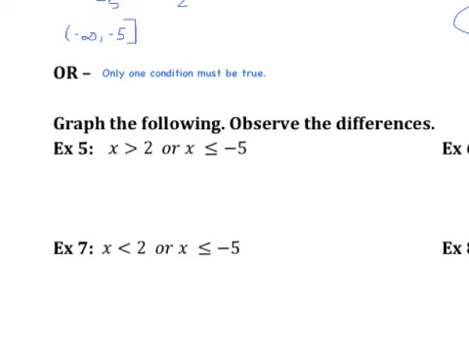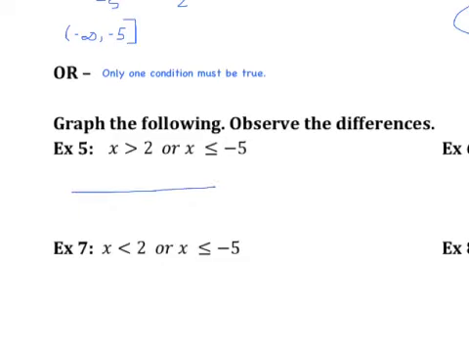Now when we see the word or used, that is an option. Only one condition must be true, and as long as one condition is true, then we can write our solution set. So let's start with example 5, and it's much less restrictive, or is, because you have a lot more options.